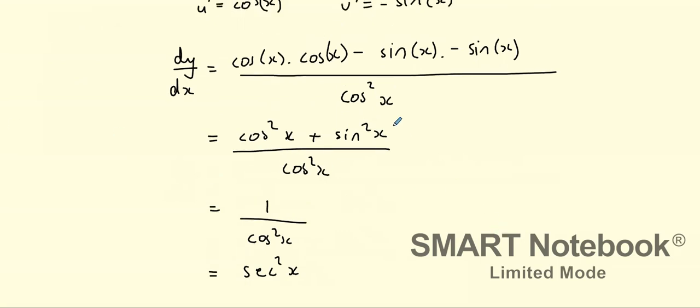Yeah, so are you happy with cos squared x plus sine squared x? That sums to 1, and then the new denominator is cos squared x. Now 1 over cos x is sec x from trig, because we've looked at reciprocal trig.